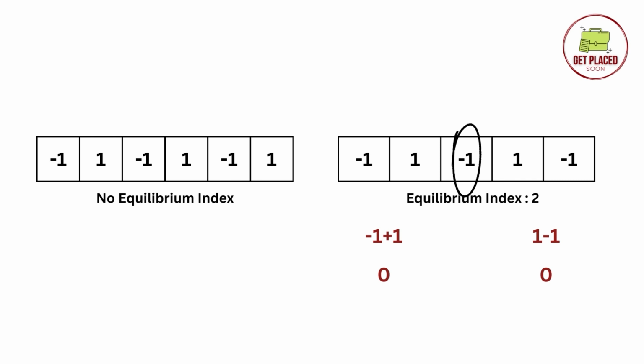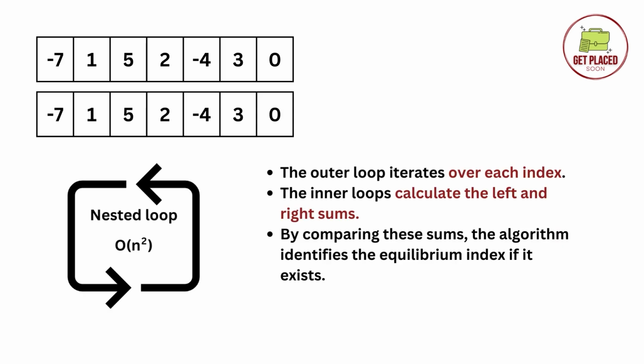Now let's see how to find this in programming. The idea is to take a nested loop, which means a loop inside another loop is known as a nested loop. The outer loop iterates over each index, and the inner loop calculates the left sum and right sum. After getting that, we will compare the left sum and right sum for each and every element in the array. Since this is a nested loop, the complexity will be O of n square. So this is not recommended, but still I'll show you the code.